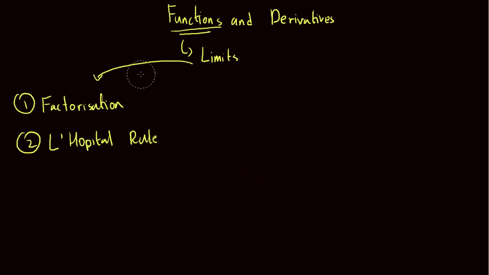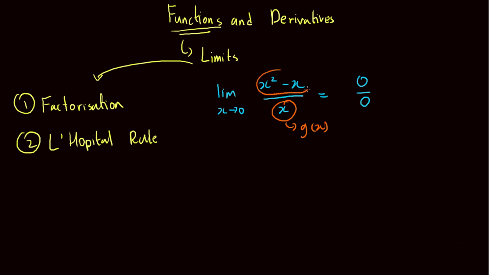Let's use blue. So our previous problem was what? We have a limit as x approaches 0 of (x squared minus x) over x. Well, obviously we end up getting 0 over 0. So if you were to use L'Hopital's rule, we take the derivative of the denominator, which we call g(x), and the derivative of the numerator, which we call f(x).